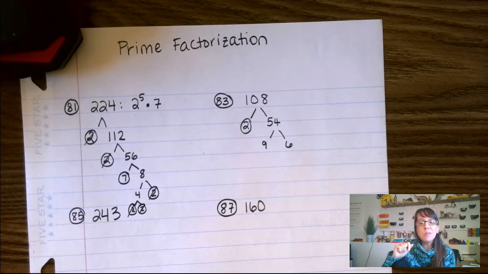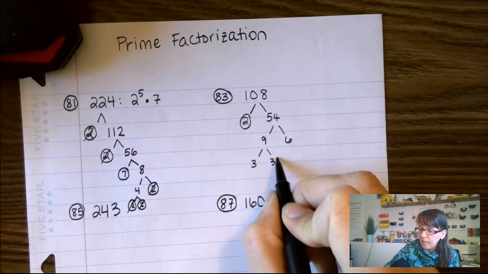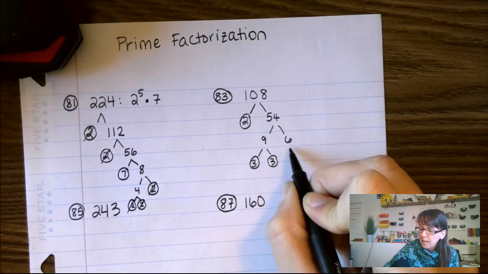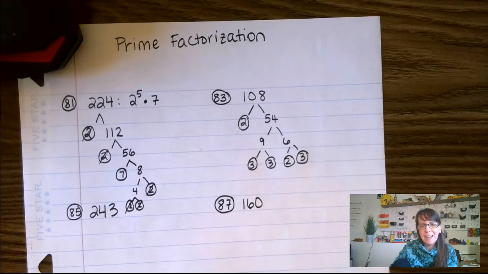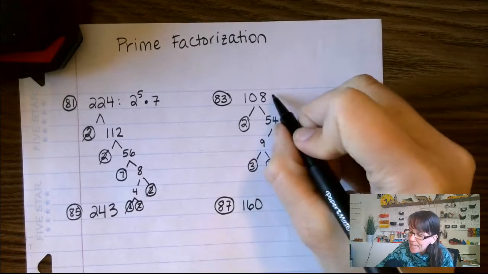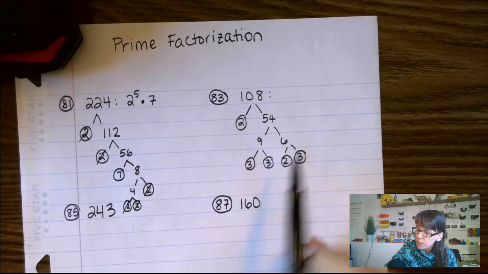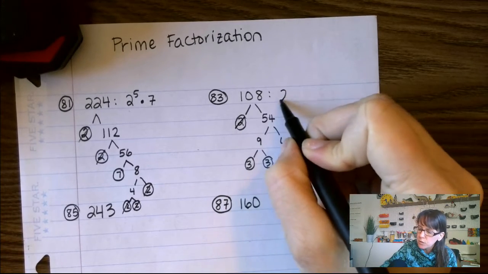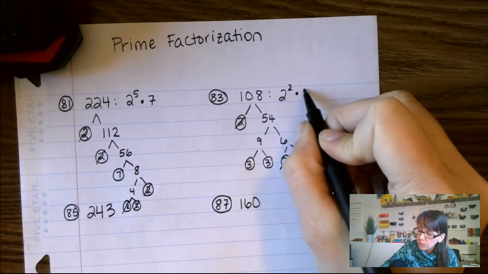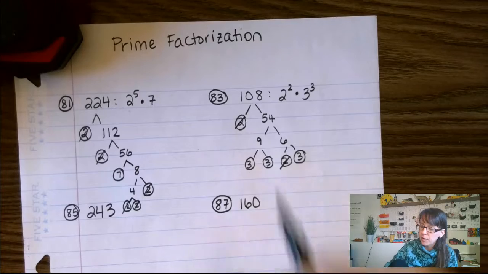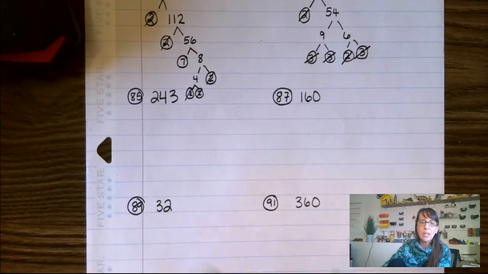Awesome. Now those can be broken down further. This guy's going to be 3 and 3, and those are both prime, so I'm going to circle them. And this guy is going to be 2 and 3, and those are both prime, so ta-da, I can circle those guys. Again, what you want to do is write these in order. I have 2 2's, so that is 2 to the 2nd power, times 3 3's, so 3 to the 3rd. All right, let's try another one here.